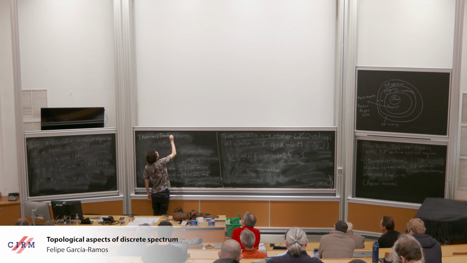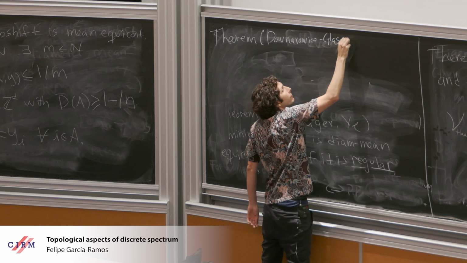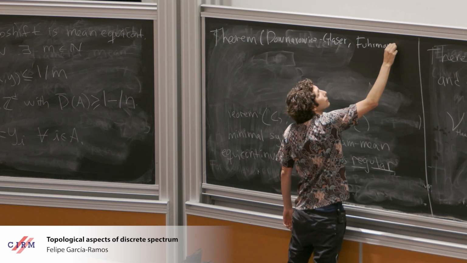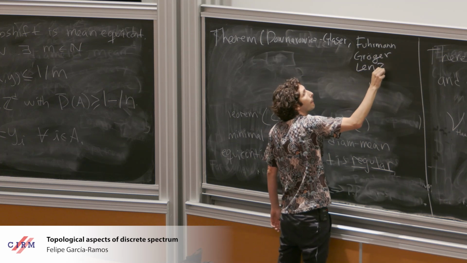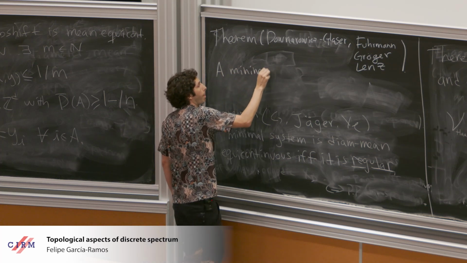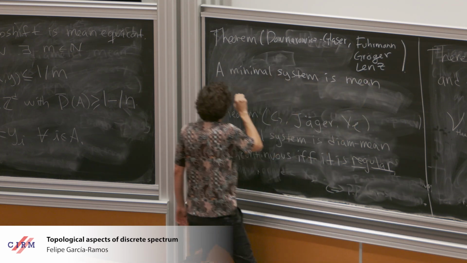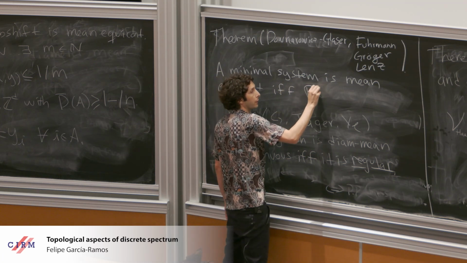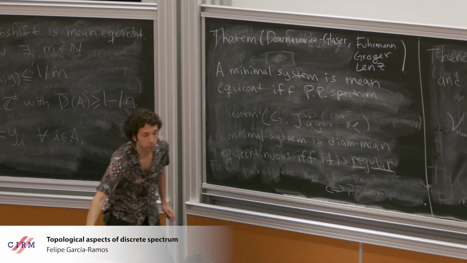This is Downarowicz, Glasner, but also Fuhrmann, Gröger, Lenz. A minimal system is mean equicontinuous if and only if it has pure point spectrum with continuous eigenfunctions.